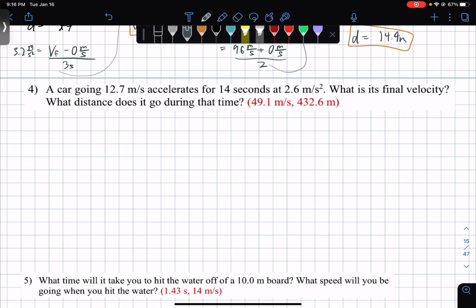Okay, number 4. A car is going 12.7 meters per second. And then it accelerates for 14 seconds. So this is the initial velocity, for the reason that from there, it starts to accelerate for 14 seconds. So 14 seconds is going to be the total journey, in terms of time. And the acceleration value is given, so 2.6 meters per second squared. So the final velocity is missing.